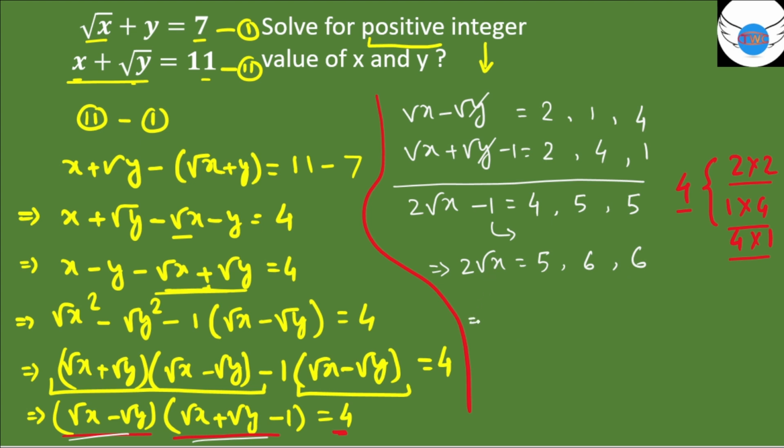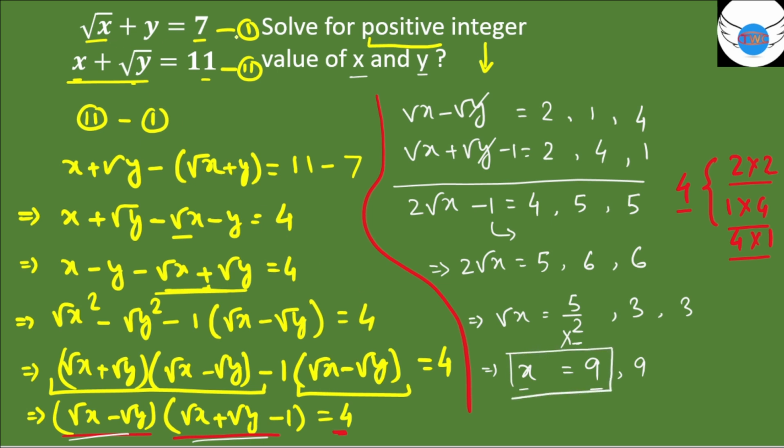Now from here we'll calculate the value of √x. √x will be 5 divided by 2, the second one 6 divided by 2 is 3, and for the third, 6 divided by 2 is 3. Initially it was told that x and y are positive integers. So 5 divided by 2 is not an integer, so we cannot take this value, and the value of √x is 3 and 3. Now if we square it, x will be 9. For both the values we got x as 9. So one value we have calculated, that is x is equal to 9.